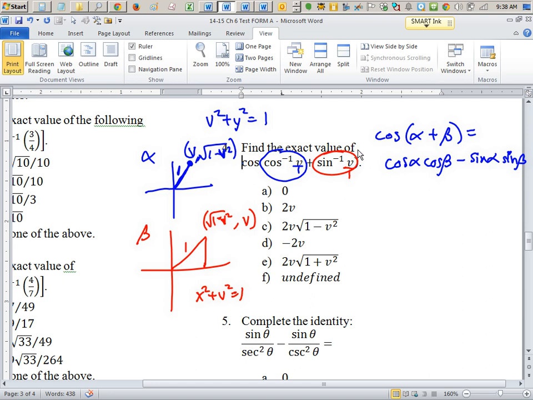So now we're ready to start. I need cos alpha cos beta minus sine alpha sine beta. If you look at the first picture and look at cosine, you get v. If you look at the second picture and look at cosine, you get square root of 1 minus v squared. If you look back at the first picture and look at sine, you get square root of 1 minus v squared. And if you look at the second picture and look at sine, you get v. Wait a minute, this is just all 0. It's v root 1 minus v squared minus v root 1 minus v squared. The answer is 0.